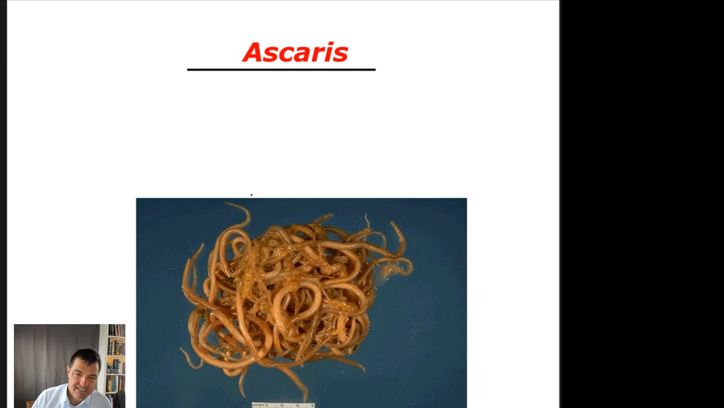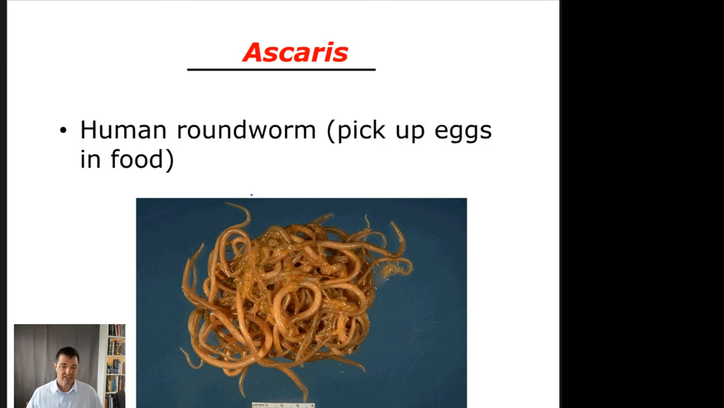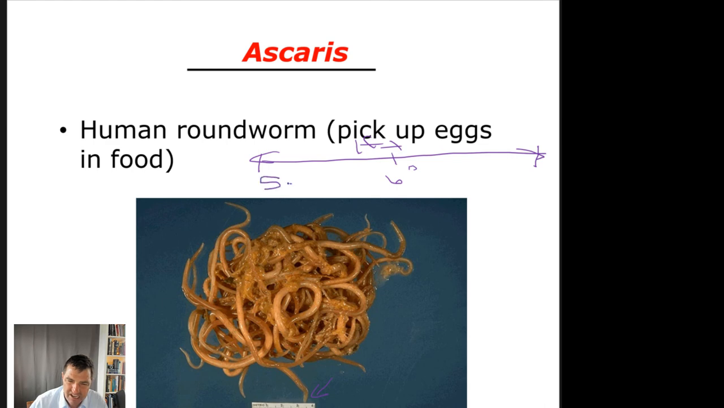The next is a very interesting worm. It's called Ascaris, and it's actually fairly large. You can see down here that this is around maybe 3 or 4 centimeters, I believe. So these worms get fairly big. Let's say that's a foot across there, just for relative size, right? So if that's a foot, then 6 inches is right about there. So these worms are somewhere around, I'm guessing, 5 to 7 centimeters, somewhere in there.